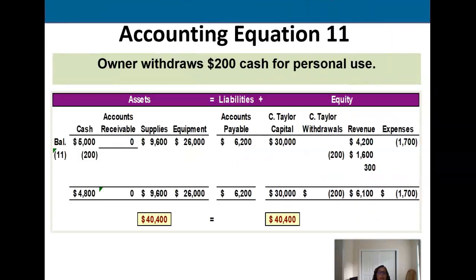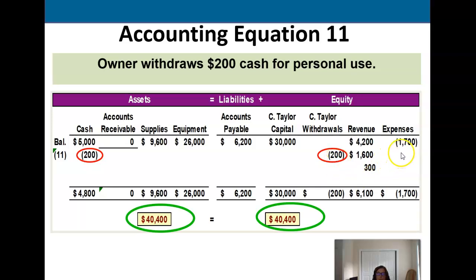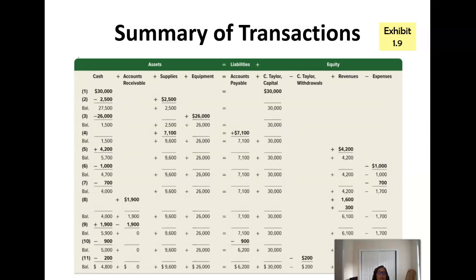And let's see how that looks here. Okay, so we've got $200 in cash that was taken out, and you see now we have this C. Taylor withdrawal, which is a negative, just like we had negatives on our expenses there. And that leaves us in balance.